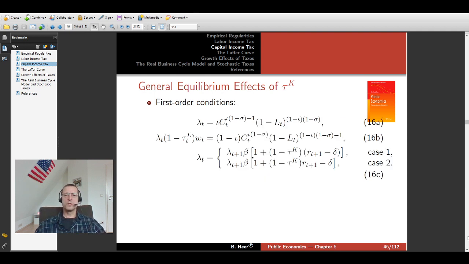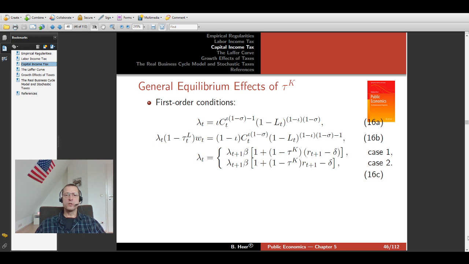Now, the first order conditions from this optimization problem are presented by equation 16. The first equation is the first order condition with respect to consumption, the second one with respect to labor, and the third one with respect to next period capital stock k_{t+1}. According to 16a, the marginal utility of consumption is equal to the Lagrange multiplier lambda_t, which we can identify as the marginal utility from extra income.